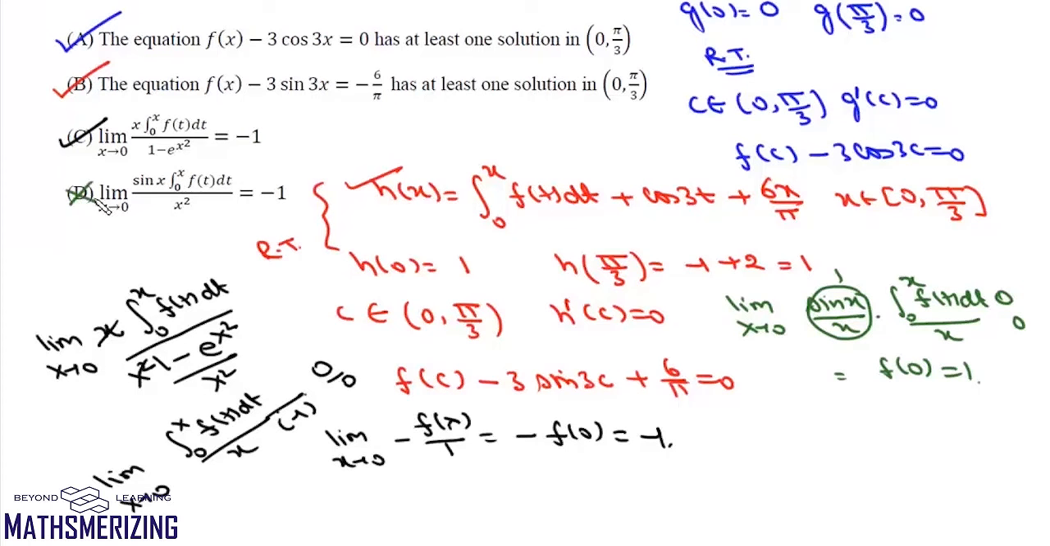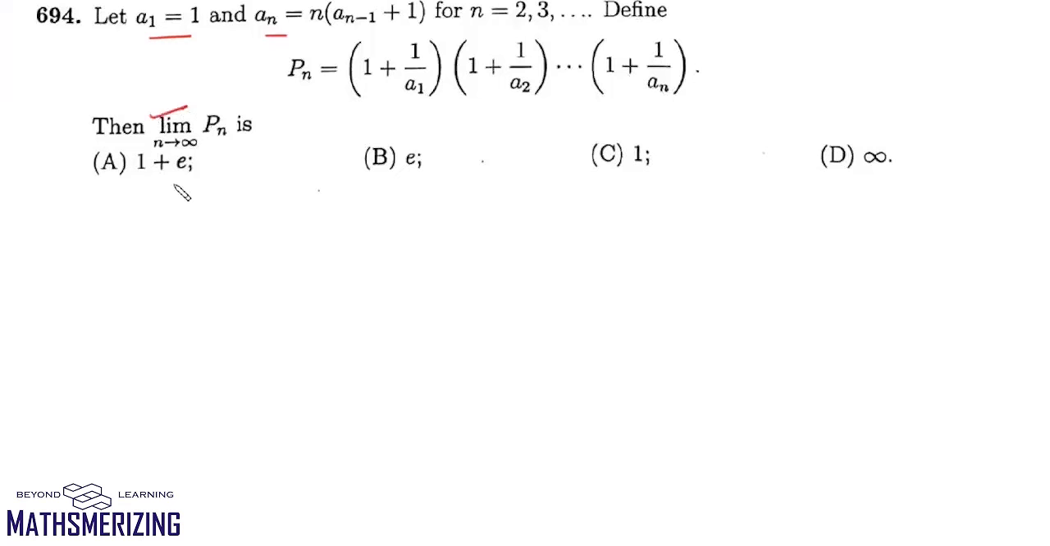Now here the question is, let a1 equals 1 and an equals n into a(n-1) plus 1 for n equals 2, 3, 4. Define Pn as (1 plus 1 upon a1) into (1 plus 1 upon a2) up to (1 plus 1 upon an). Then we need to find this limit n tends to infinity of Pn. Now we can write this Pn as (a1 plus 1 upon a1), (a2 plus 1 upon a2), and in the same way it goes up to (an plus 1 upon an).